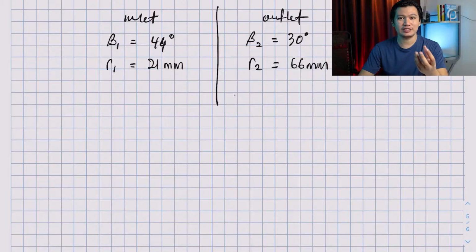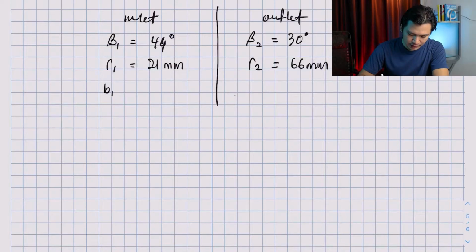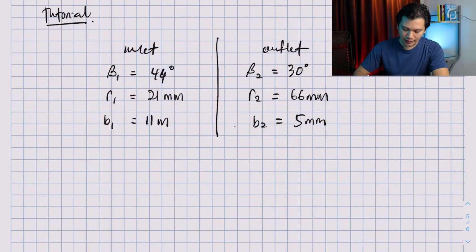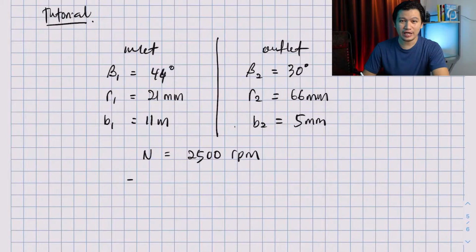Usually when radius is given, it means that you are required to find the velocity of the blade, because the rotational velocity multiplied with the radius will give you the blade speed. Next, the blade thickness at inlet is 11 millimeter and the blade thickness at outlet is 5 millimeter. Additional information is that the rotational velocity is 2500 revolutions per minute, and you also have a condition called no pre-rotation.